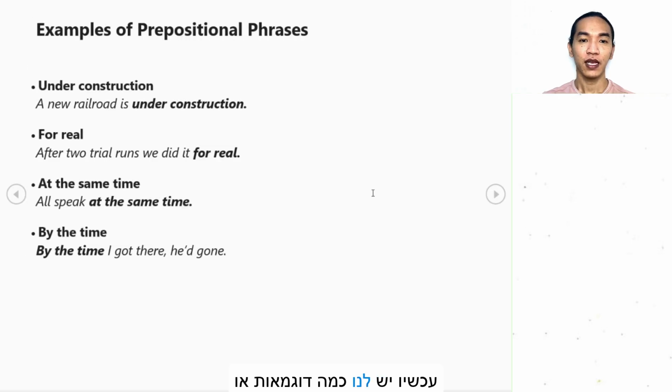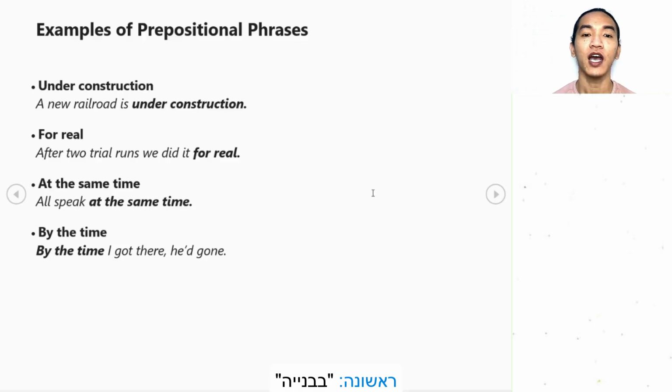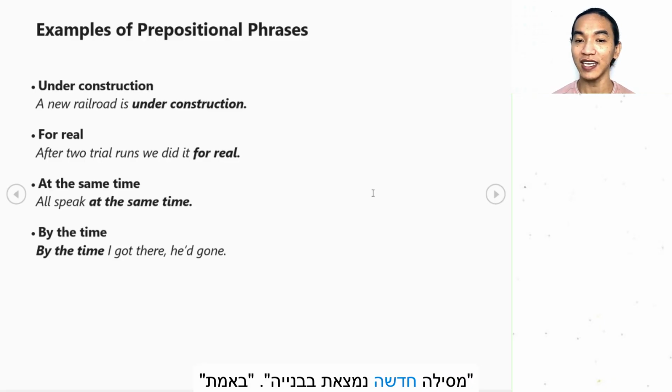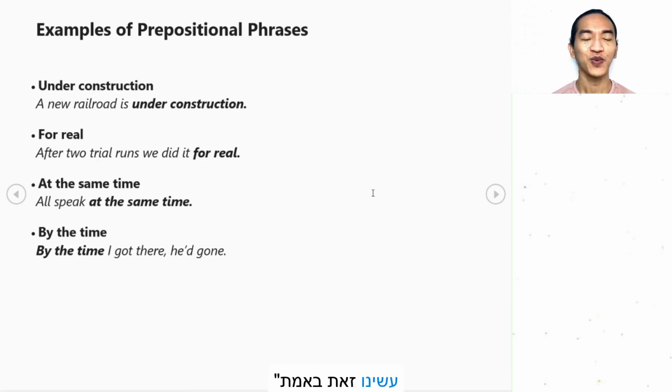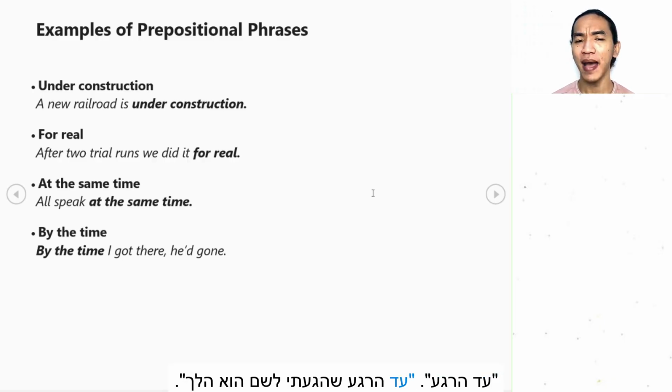Okay, now we have here some common examples of prepositional phrases. Example, first one, under construction. A new railroad is under construction. For real. After two trial runs, we did it for real. At the same time. All speak at the same time. By the time. By the time I got there, he'd gone.